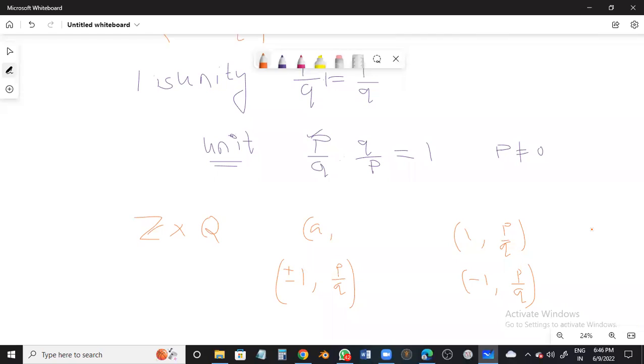So there are two kinds of pairs. One is 1 comma P by Q. The other is minus 1 comma P by Q, provided P is non-zero and Q is non-zero. Fine. Getting the point?